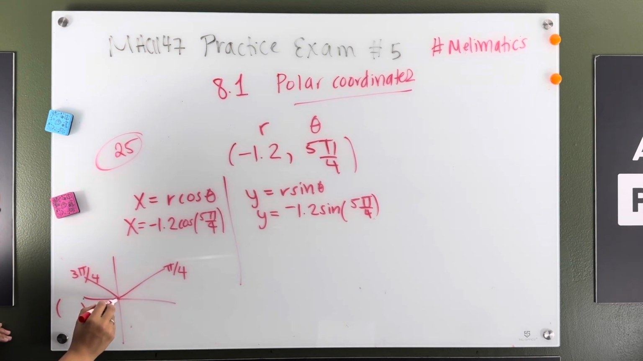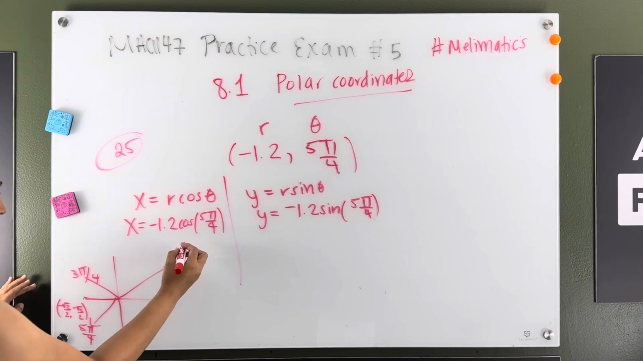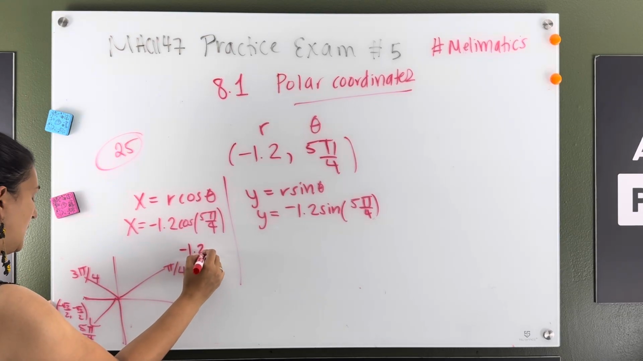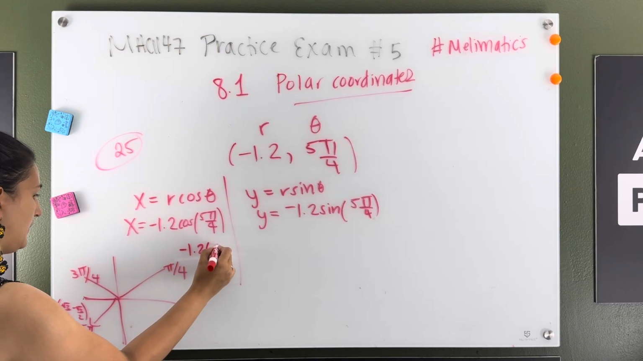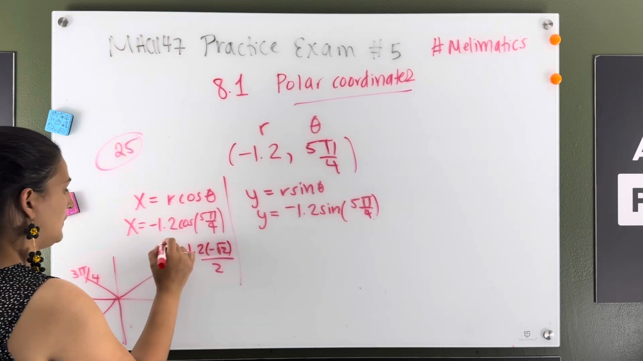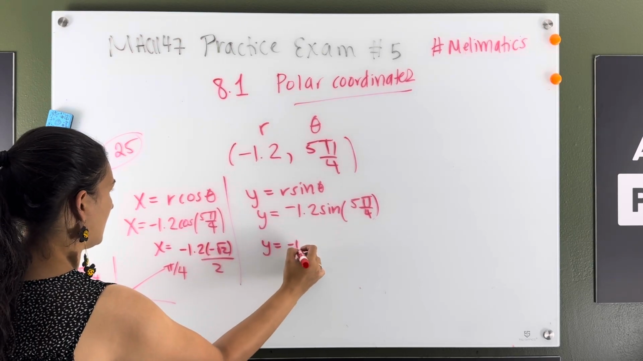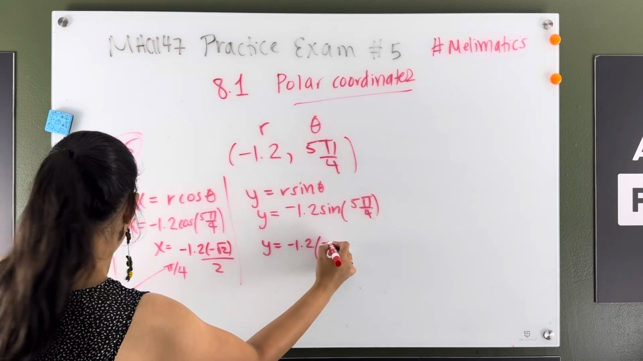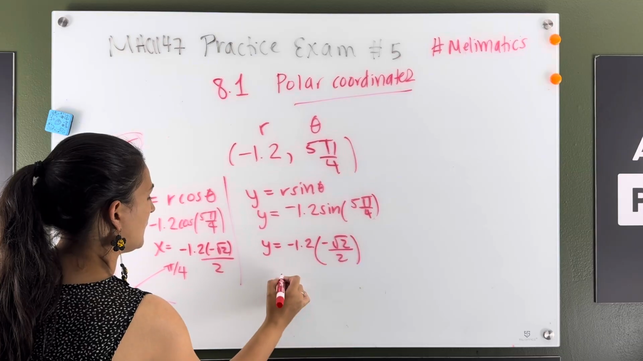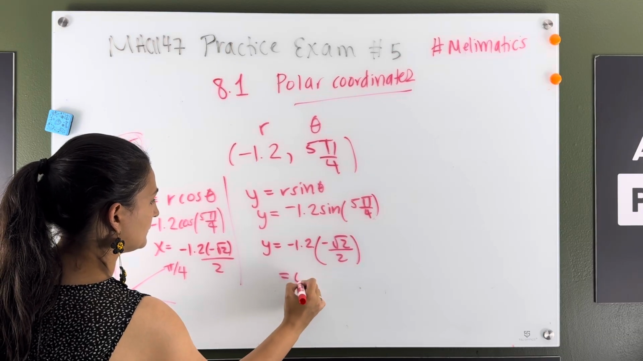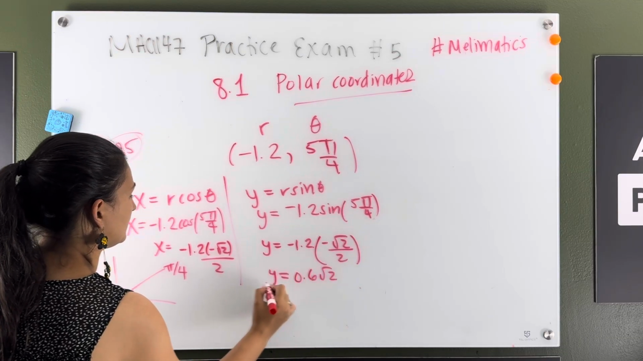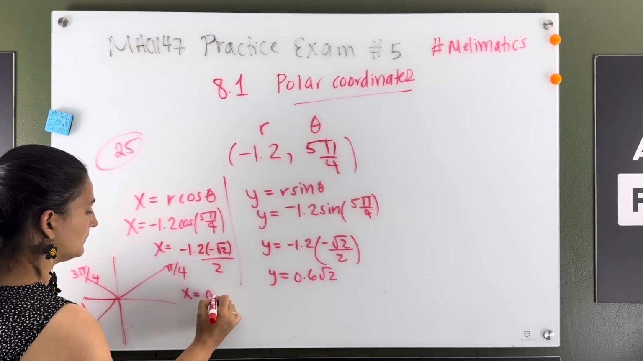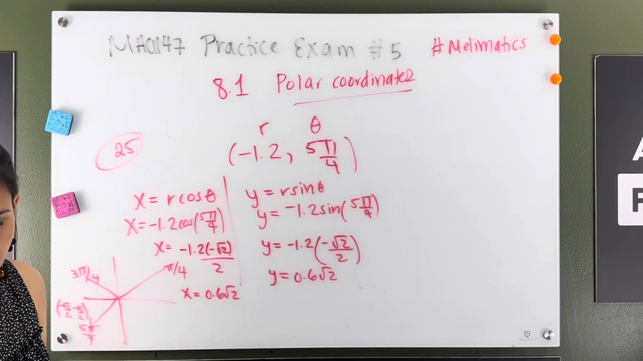Well, in the third quadrant, cosine is negative and sine is negative. Okay. So here we're getting negative 1.2 times another negative square root of 2 over 2 for x. And for y, I'm getting negative 1.2 times sine, which is also negative square root of 2 over 2. Okay, so x and y values are exactly the same.